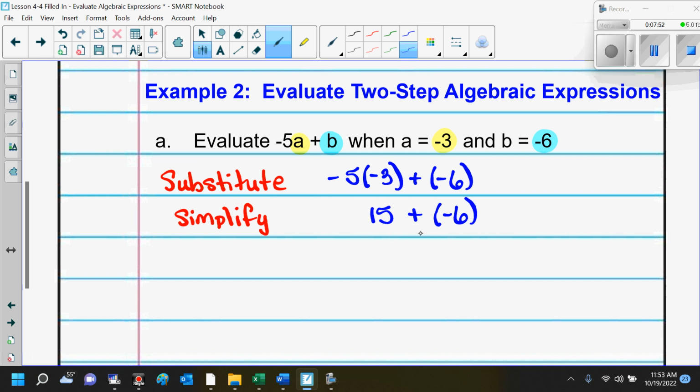What is the rule when we're adding integers with different signs? No, we do not keep change. We subtract the digits and keep the sign of the bigger number. Very good. So 15 minus 6 is 9, and my sign is going to be positive. Very good. And again, there you go, you guys. There is your inverted triangle.